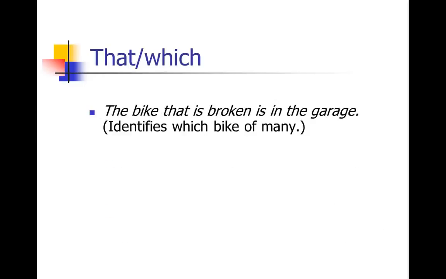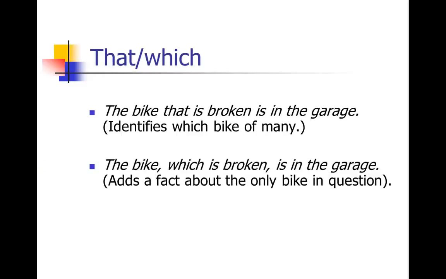A few more examples. If you said the bike that is broken is in the garage, that tells you that the bike that's broken is in the garage, the one that's working fine is on the driveway, right? It identifies one bike out of many. So that's essential information, or we wouldn't know what bike you were talking about. Compare that with the bike, which is broken, is in the garage. This is just adding an extra piece of information about the one bike in question. Everybody knows we're only talking about this one bike, and here's some extra information about it. So again, because it's not essential, it's set off with commas.